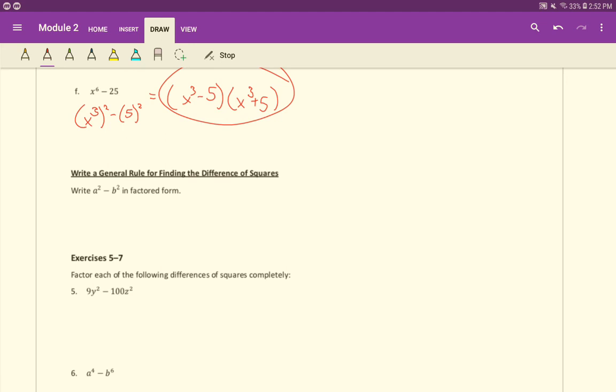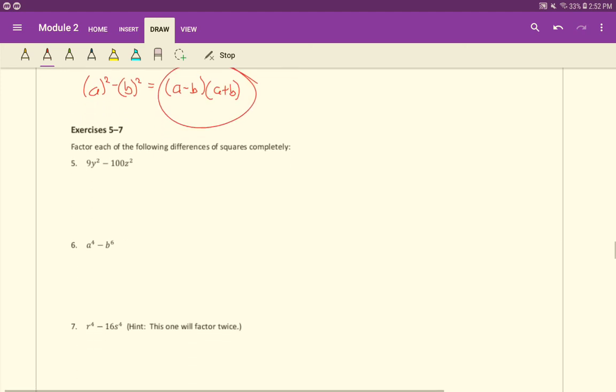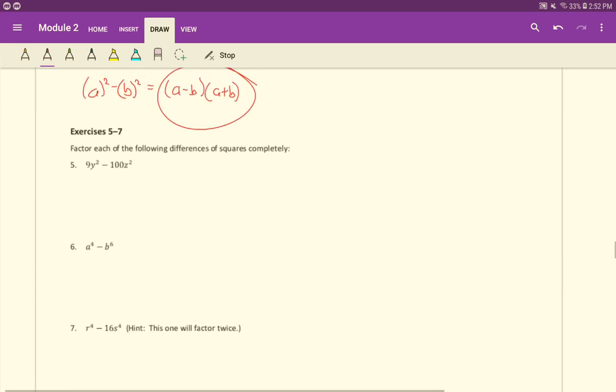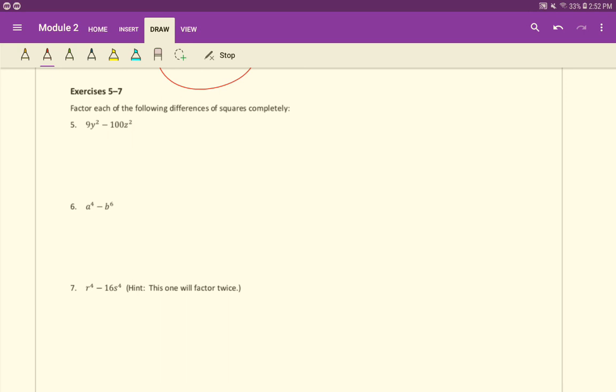So in general then, if we have something in the form a squared minus b squared, so again, a squared is a squared, b squared is b squared, this would factor to be a minus b and a plus b. And that would be your factored form. Okay? I will go ahead and do these 2. So again, if you want to pause the video and try these exercises here, 5 through 7, and then I'll run through these here real quick.